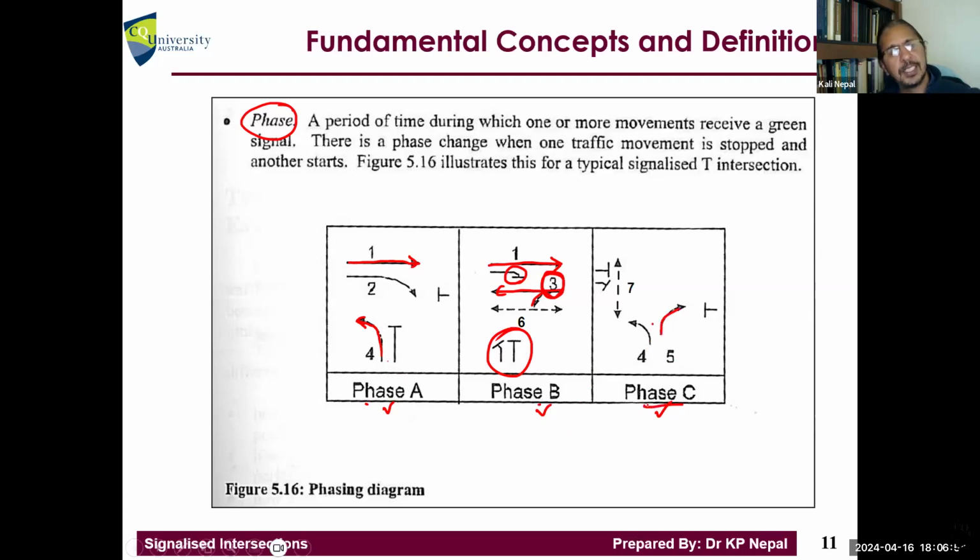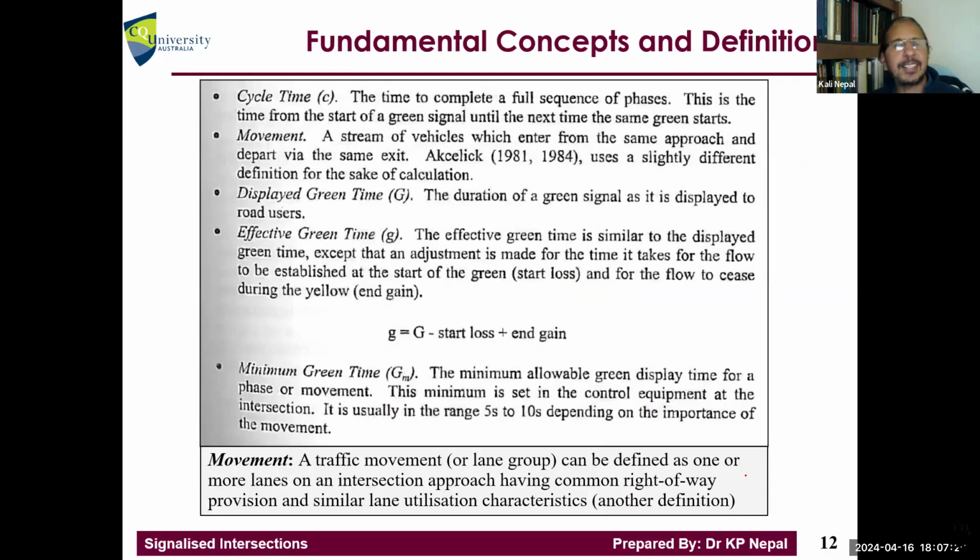That's phase C. So a phase is where a number of movements get the same signal indication. We stop some or all of them and allow another group the green signal, and then another group. So if A goes to B and C, did you see A to B, B to C, C to A? We call it a cycle, from one phase to another phase to another phase and back to the original phase. Cycle time is the complete sequence of all phases.